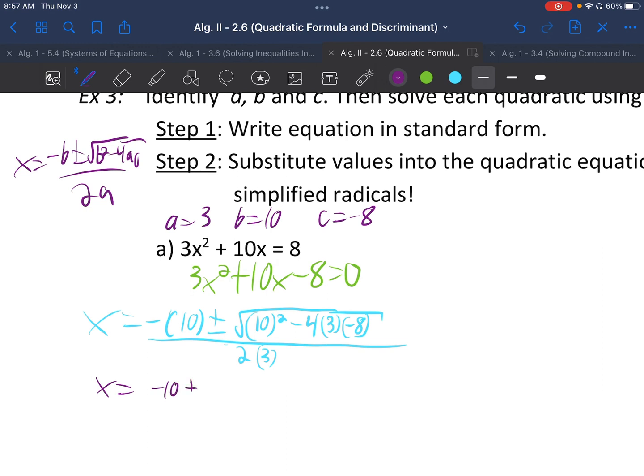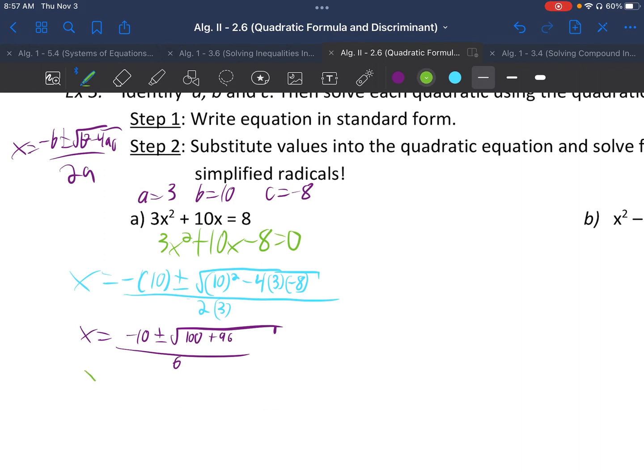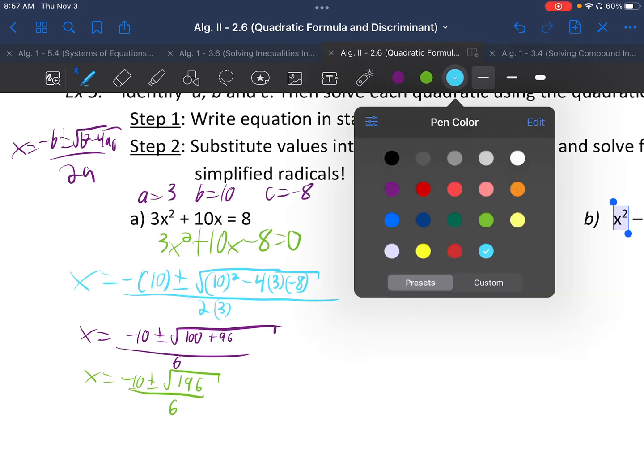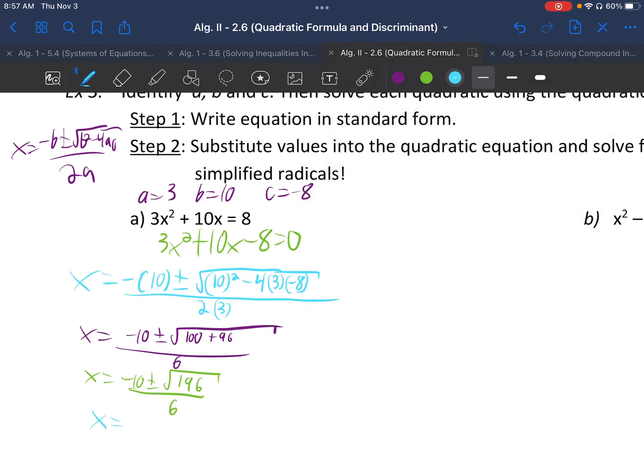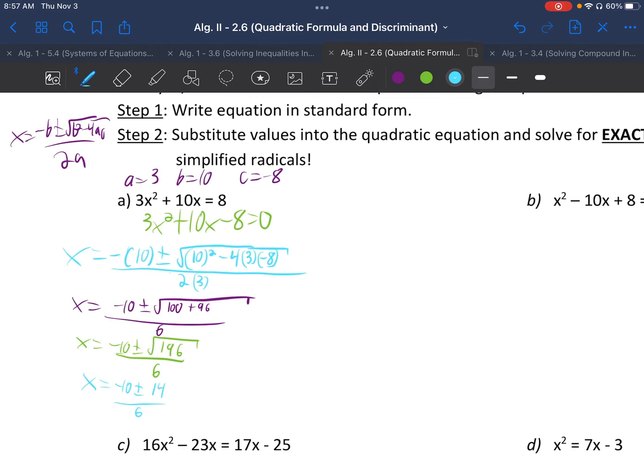All right, now that we got it plugged in, we simplify. Negative 10 is negative 10. Plus or minus 10 squared is 100. Negative 4 times 3 times negative 8 is positive 96. On the bottom, we have 6. Okay, continue simplifying, and we get x equals negative 10 plus or minus the square root of 196 over 6. The square root of 196, we actually know that, thankfully, so we don't have to say it's the square root of this times square root of this. It's actually just 14.